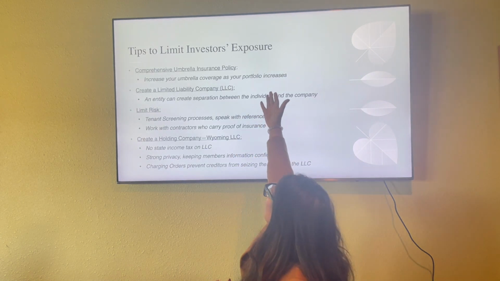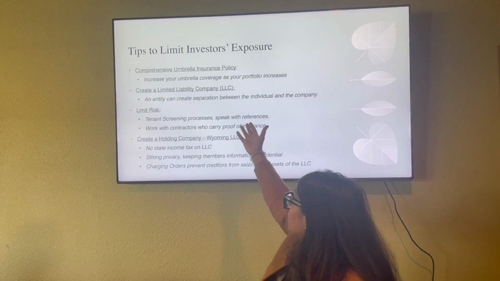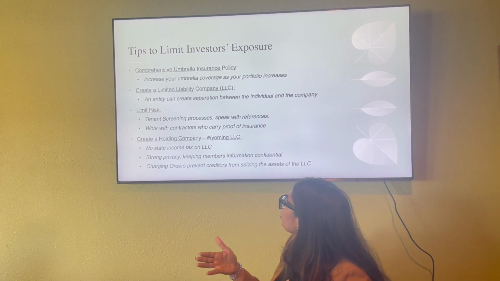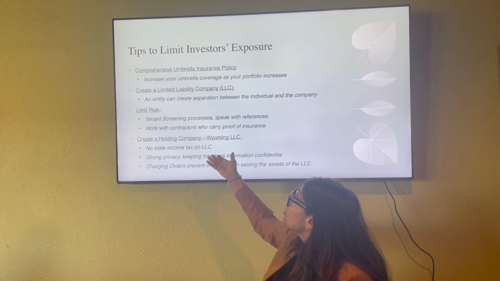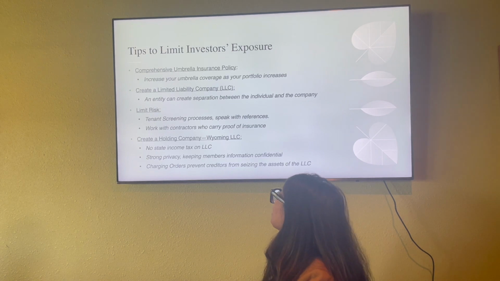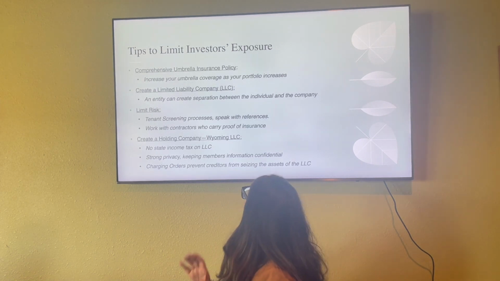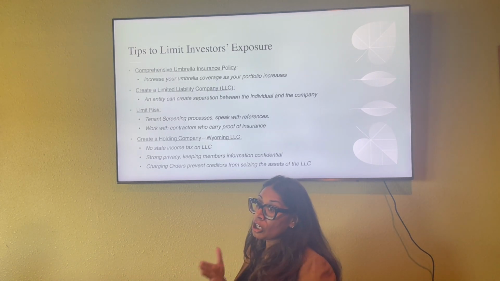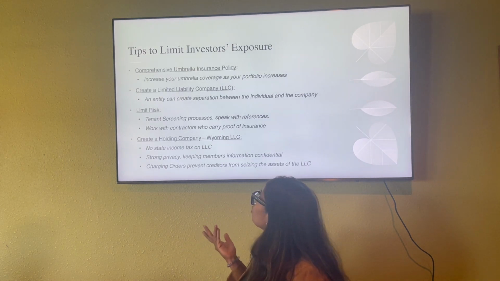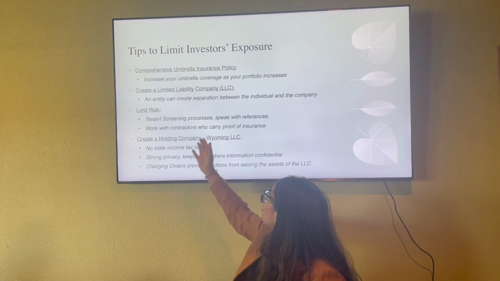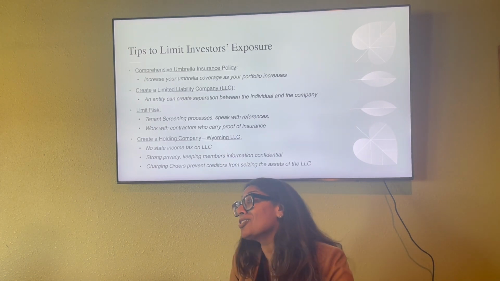So yeah, the insurance policy, then we were talking about the limited liability to create that separation. Another thing you want to do is limit the risk. A lot of times you screen those tenants, speak with references, right? You want to make sure who you're letting come in and rent your place. Work with contractors who carry proof of insurance. That's another huge thing.